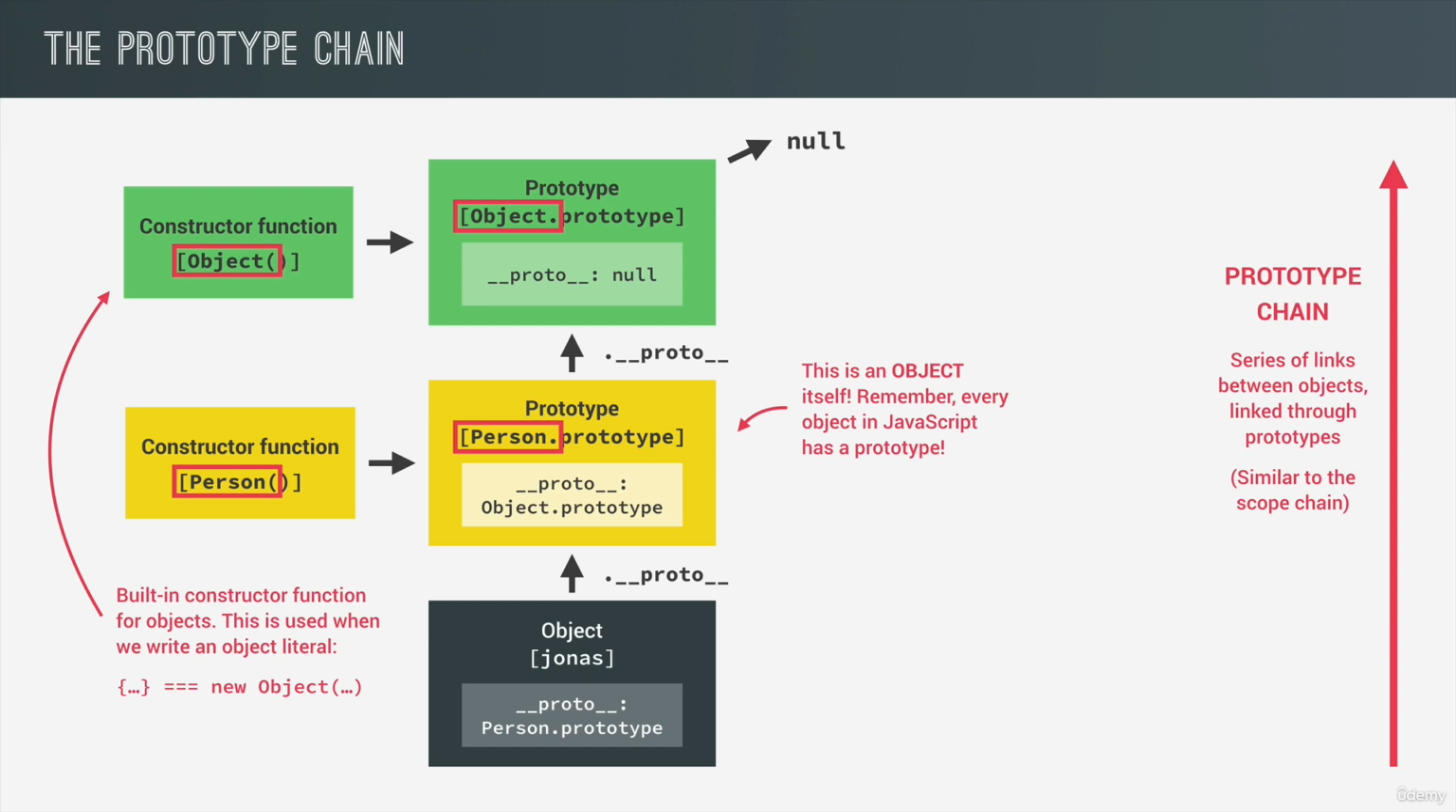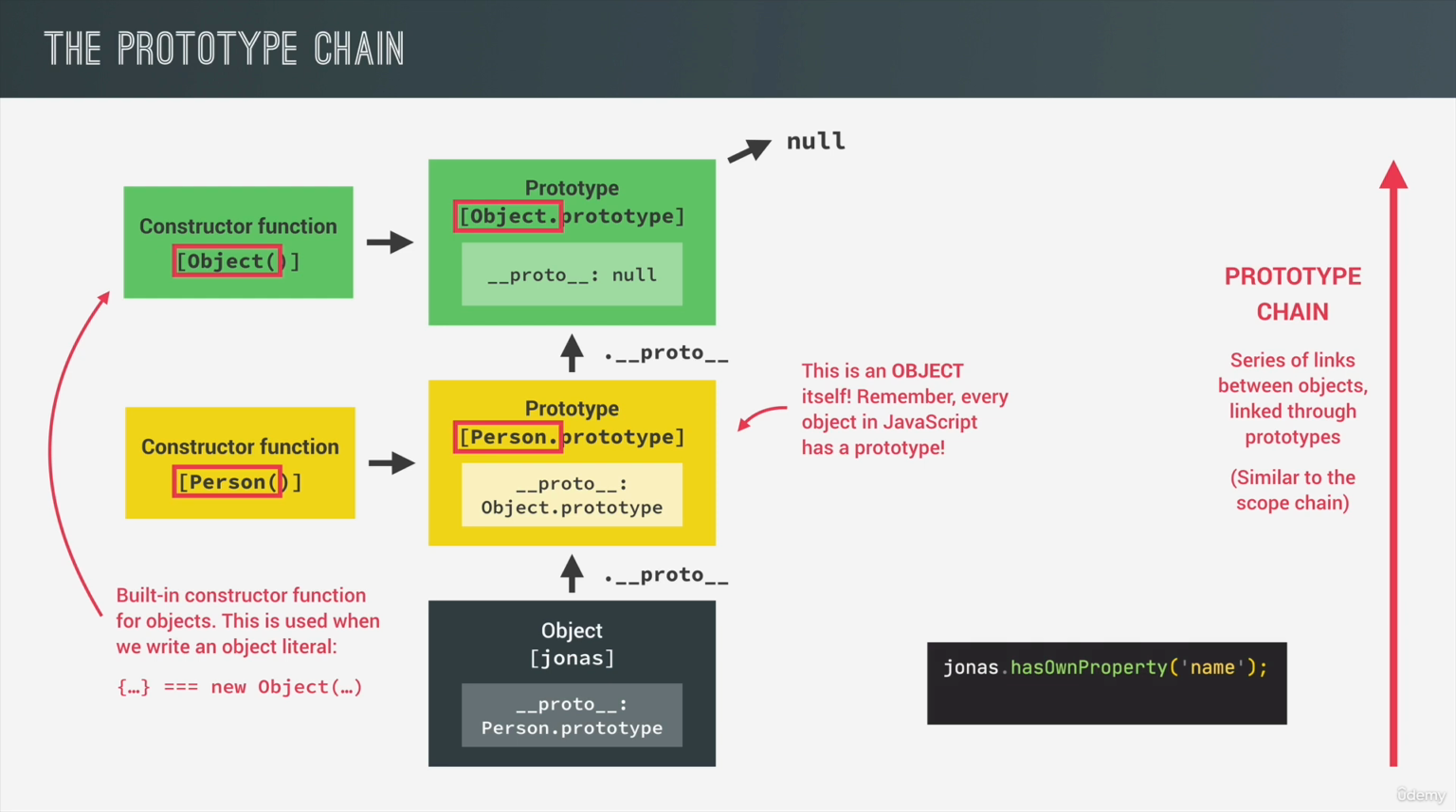Okay? So again, the prototype chain is pretty similar to the scope chain, but instead of working with scopes, it works with properties and methods in objects. All right? And now let's actually see another example of a method lookup. To do that, we call the hasOwnProperty method on the Jonas object.